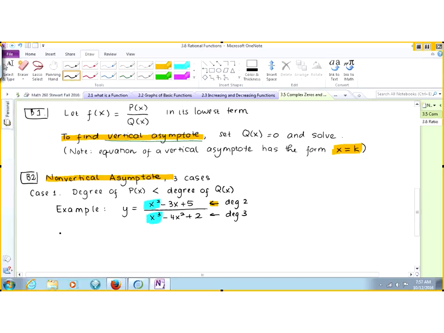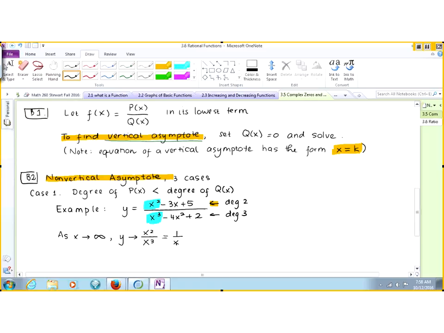So let me write down: as x goes to infinity, as x approaches a very, very large number, y approaches x squared over x cubed. So only the leading terms matter, and not the other ones. The other terms do not matter. What is x squared divided by x cubed? 1 over x, right? So y approaches 1 over x.